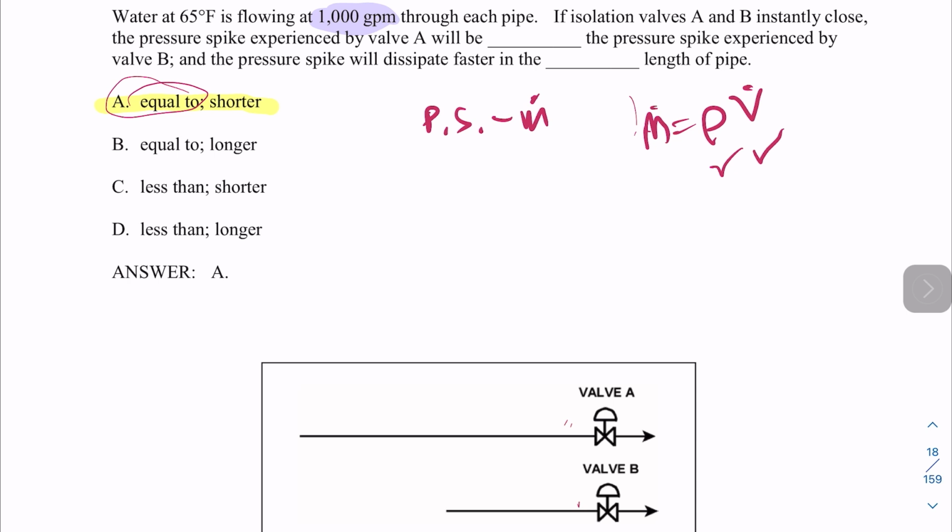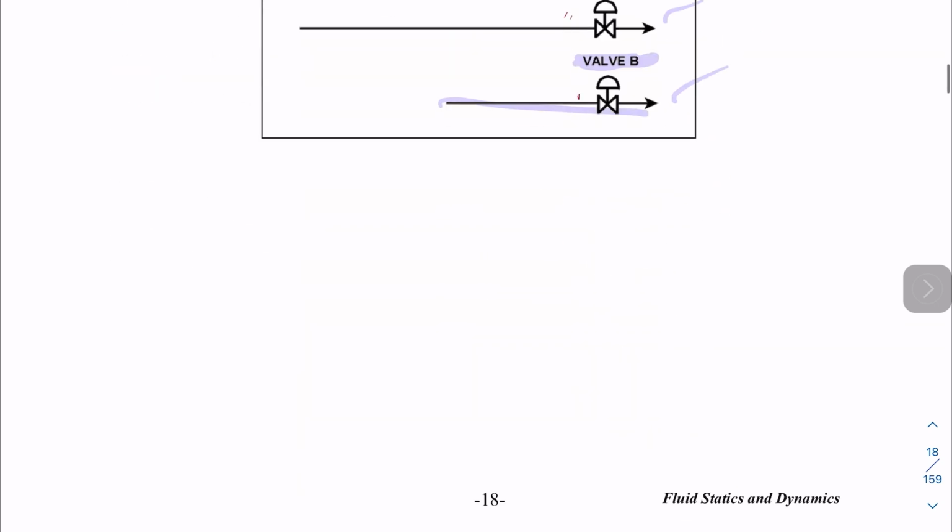So the pressure spike will dissipate. Which one is going to dissipate faster? Remember that the pressure spike is going to dissipate faster in a shorter pipe. So we know that it's going to dissipate faster in B, the shorter line, because everything else is the same. So that was simple.